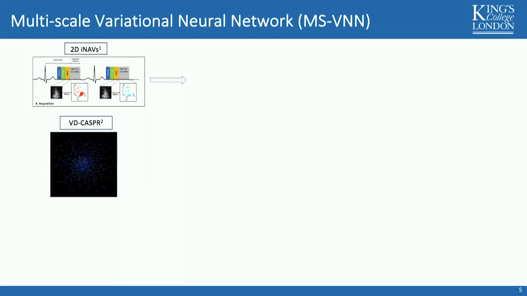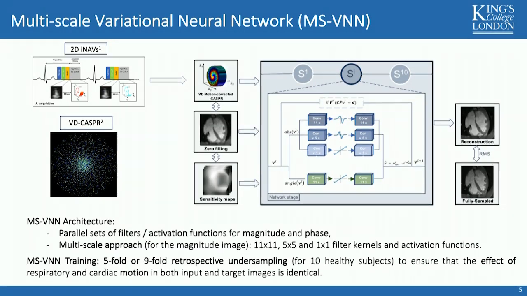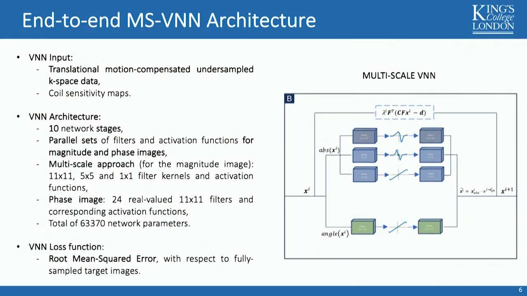The multiscale variational neural network is an unrolled, end-to-end network. Each stage of the network sees as an input the k-space data and the coil sensitivity maps, and gives as an output 3D CMRA images. Each stage can be seen as a gradient step of a conventional iterative reconstruction algorithm, which has a data consistency term with respect to the undersampled k-space data on the top, and the learned regularization term on the bottom. For the regularization term, we learn in parallel magnitude images and phase images.